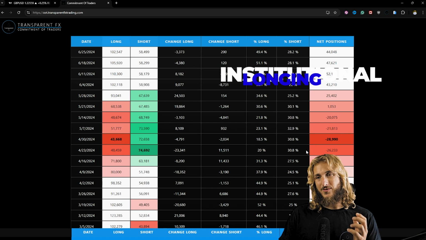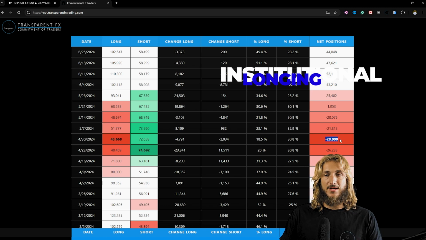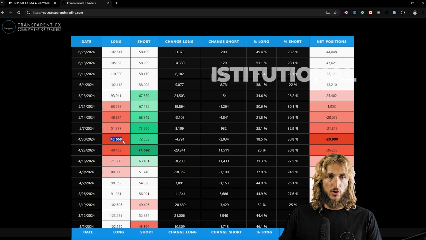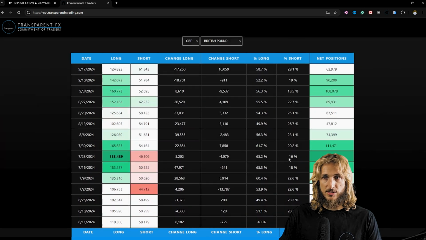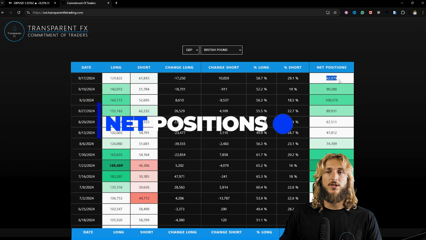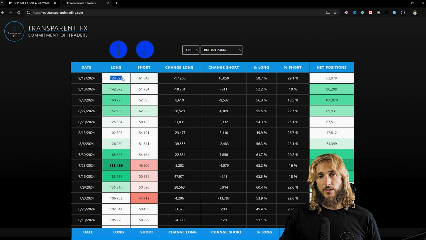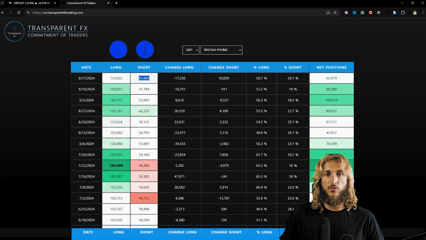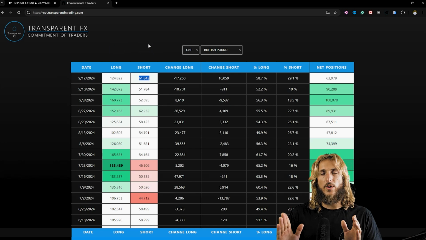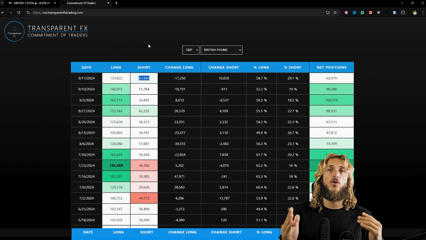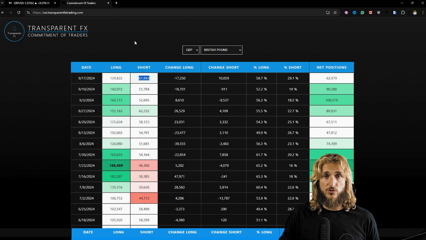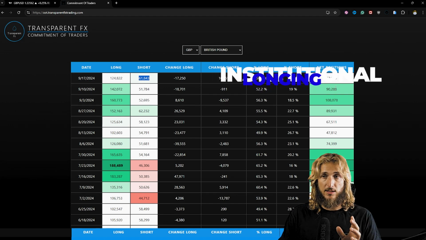However, if we look at the long term, we can see how GBPUSD has gotten much stronger. We went from having a negative net positioning of minus 28.9k net positions, with 72.6k shorts compared to only 43.6k longs, all the way up to 62.9k net positions, so a positive net positioning, the complete opposite, with more longs than shorts, with 124.8k longs from an institutional perspective compared to only 61.8k shorts. So we went from having more shorts than longs to now having more longs than shorts from an institutional perspective on GBPUSD in the long run.